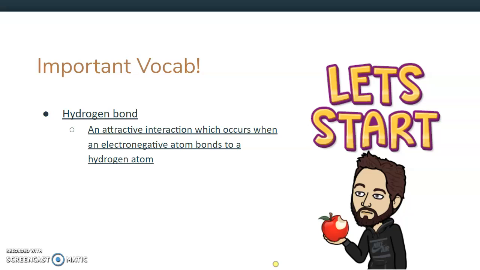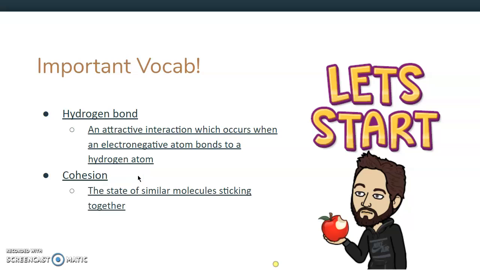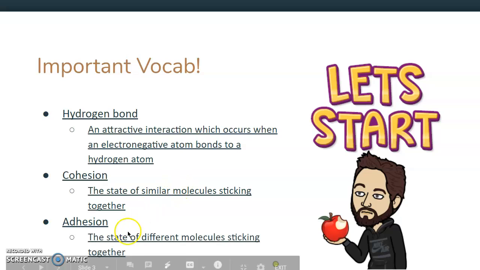I'll have some better examples later on, and I think our video from Crash Course just talked about hydrogen bonding, so we'll get some more work with that. We'll talk about cohesion, which is the state of similar molecules sticking together. Sorry, similar molecules, not smaller. And then adhesion, which is the state of different molecules sticking together.